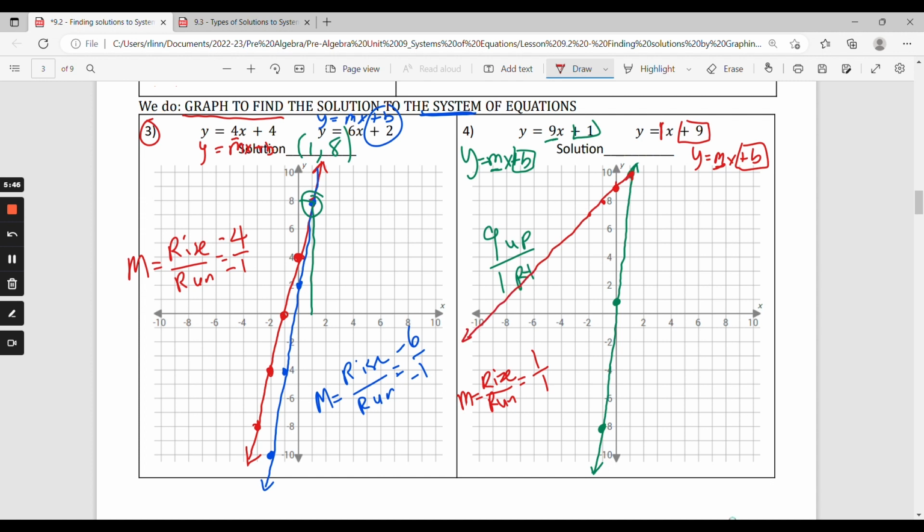And then we'll put our arrows on both ends. So, again, we're trying to find our solution to our system of equations. Our solution to the system of equations is going to be the point where those two lines intersect. So I'm going to go ahead and circle that point, and I can see that that point is at 1 and 10. So the solution to my system of equations is 1, 10.